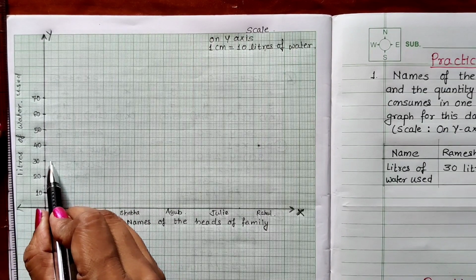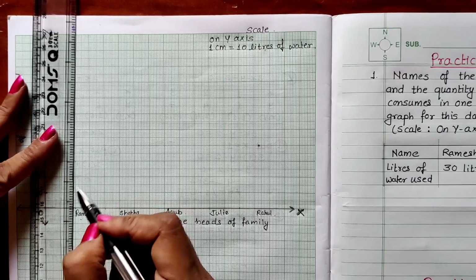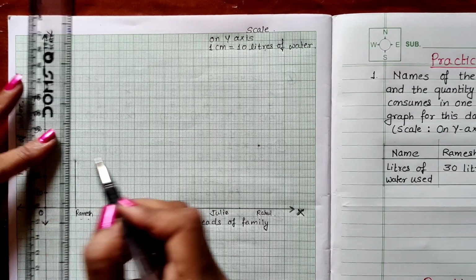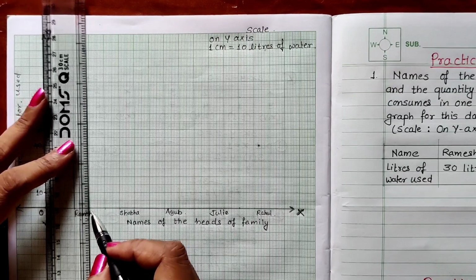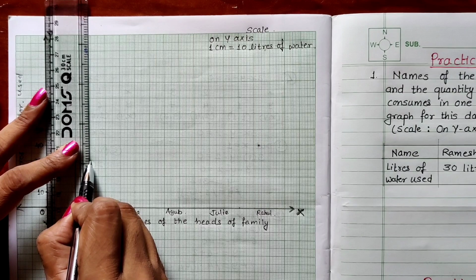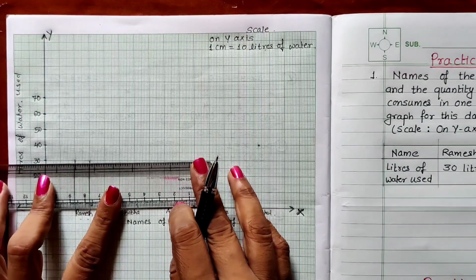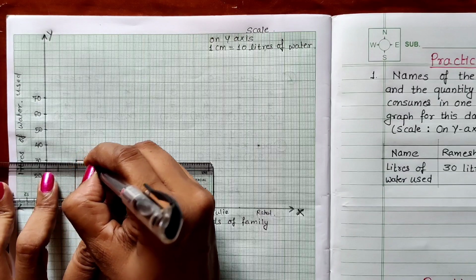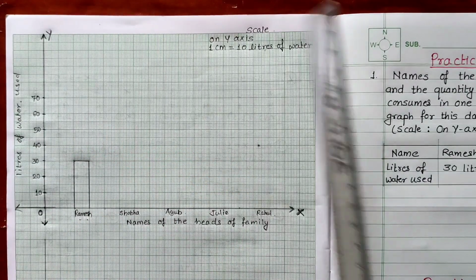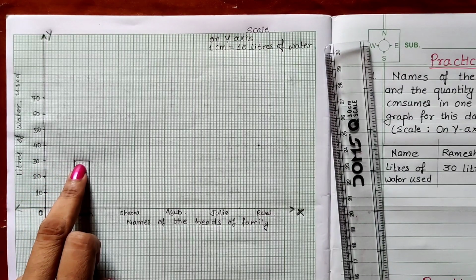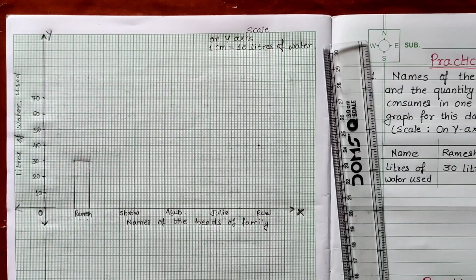Where is 30? See here. Till 30 I will go. Take dark line, okay? You have to take the dark line. Do not take the faint line. Till 30. Close it. Close the column or close the bar. And in this way, for first family whose head is Ramesh, they consume 30 liter of water. We have drawn first bar.